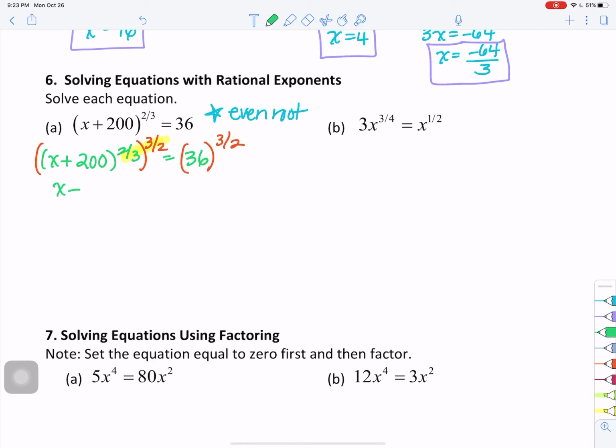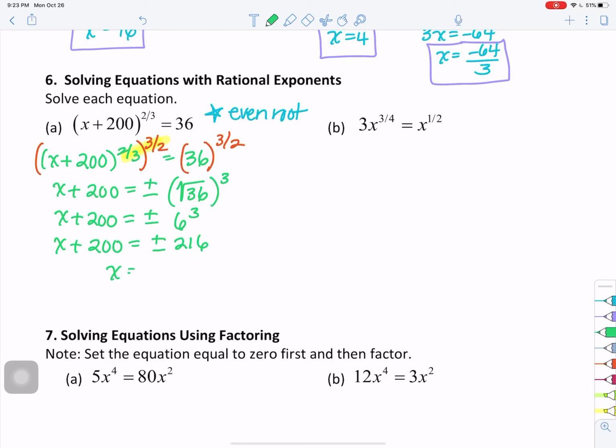So we have x plus 200 is equal to plus or minus the square root of 36. And once we find that, we're going to cube it. And then we have x plus 200 equals plus or minus 6 cubed. x plus 200 equals plus or minus 216. Now let's subtract 200 from both sides of the equation.